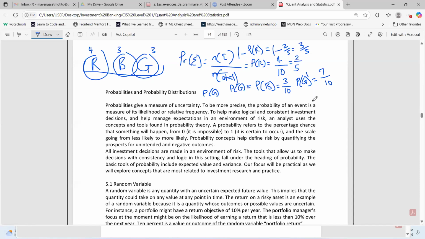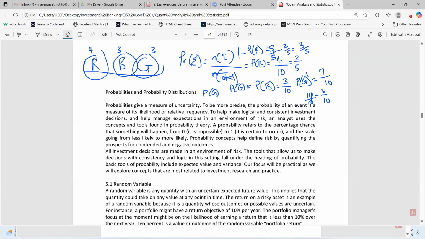So this is the idea. When you say 1 minus 3 over 10, this 1 is the same thing as 10 over 10. To avoid all this, you just say your denominator minus your numerator. I did the same thing here: 1 minus 2 over 5, where this 1 is 5 over 5. That will help you get to your final answer as quickly as possible. So now that we have all that sorted, that's the basics of probability.